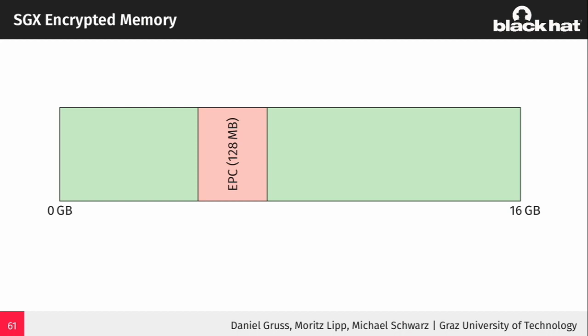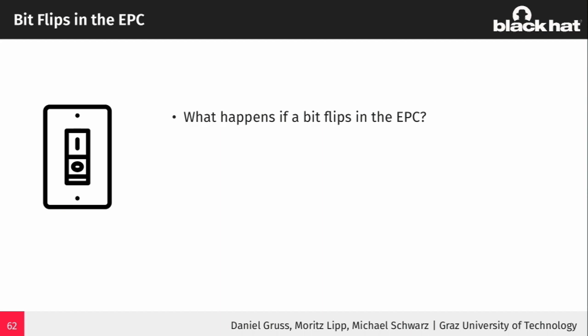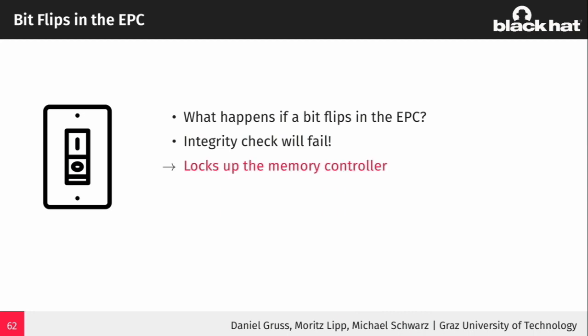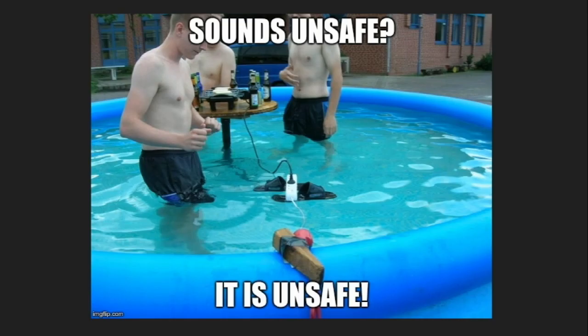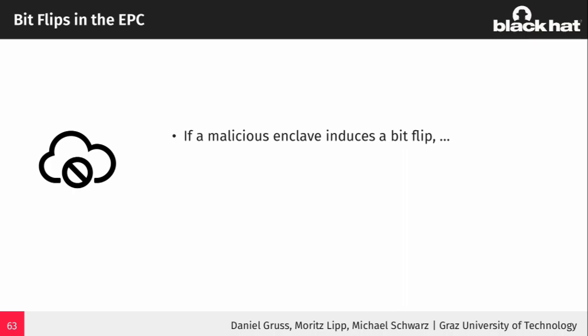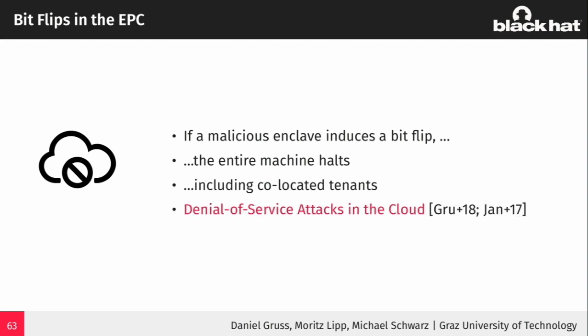And the question then, of course, is what happens if a bit flips in the EPC? As I said, it's integrity checked. Now we flip a bit, so the integrity check will fail. Makes sense. But it then locks up the memory controller, which means that we cannot do any further memory access. So the system halts immediately and we need to manually reboot it. Sounds unsafe? It is unsafe, especially in a cloud environment. So if a malicious enclave induces a bit flip, the entire machine halts, even in the cloud, which allows us to mount denial of service attacks in the cloud on co-located machines.